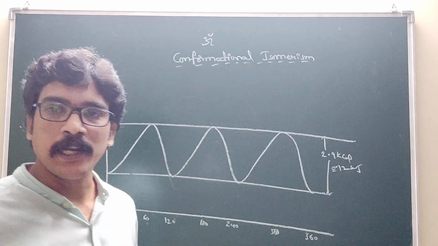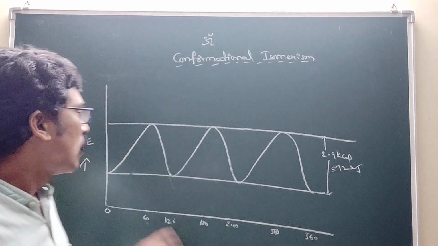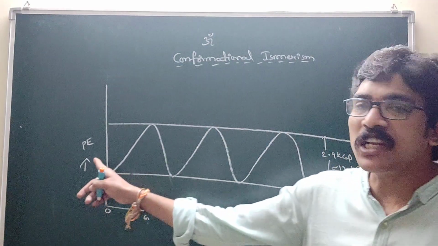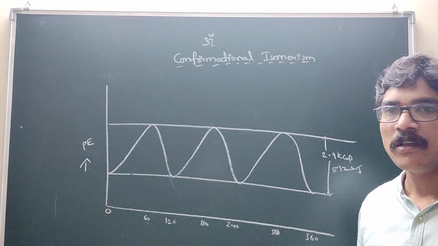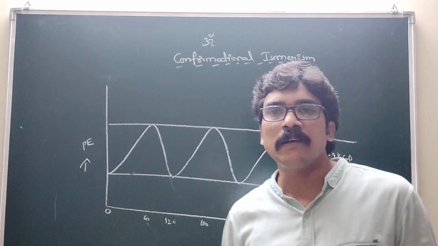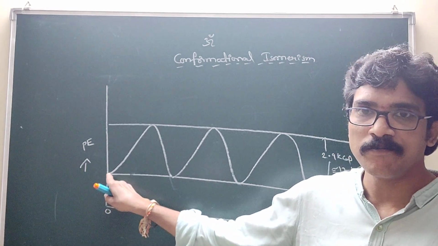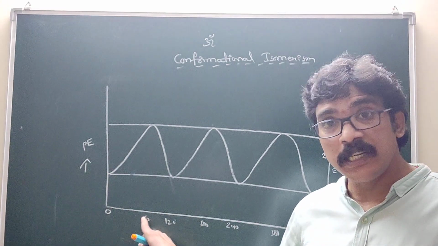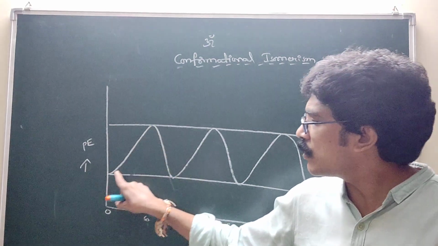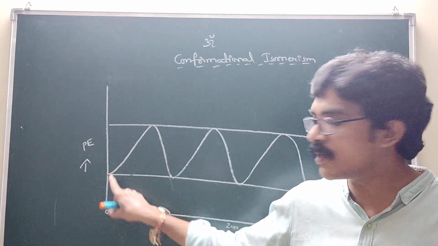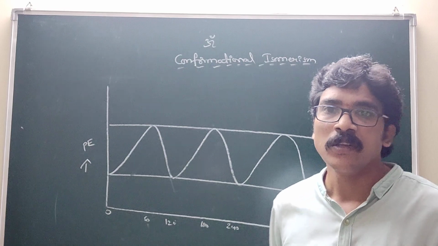The same concept is explained with an energy diagram. A graph is drawn between potential energy versus angle of rotation. We take this point at 0 degrees, that means the eclipsed form, which possesses a certain energy. If you rotate by 60 degrees, the eclipsed form is converted to staggered. Suppose this one is the staggered form.